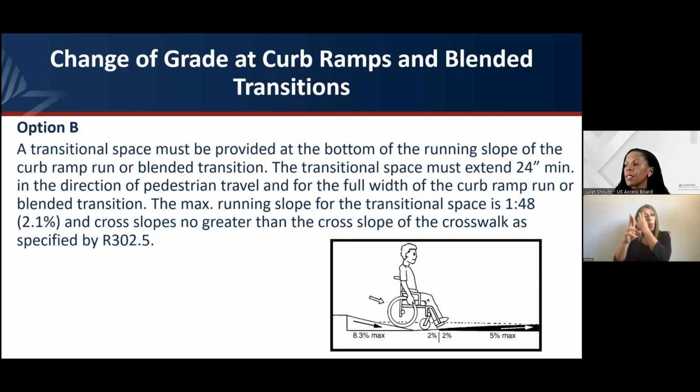That transitional space must extend at least 2 feet in the direction of pedestrian travel and for the full width of the curb ramp run or blended transition. The maximum running slope for that transition space is 2.1%. Again, that allows for adjusting from an 8.3% or greater curb ramp grade to the grade of the crosswalk or vice versa. And so that is now explicitly stated in the final rule, even though we've talked about it over the years in our trainings.